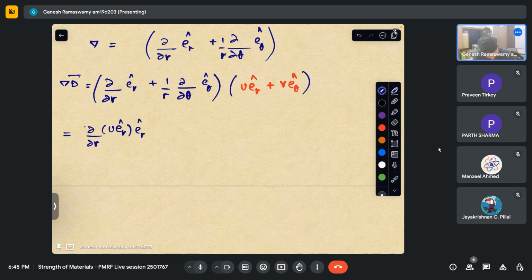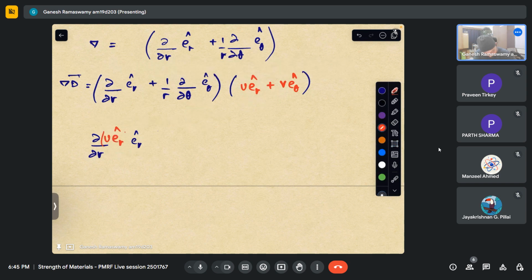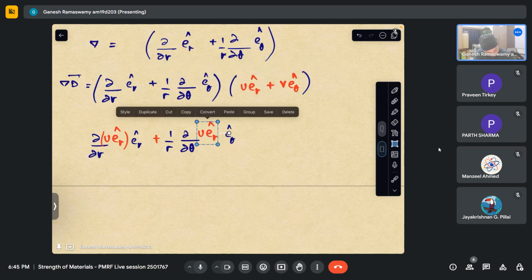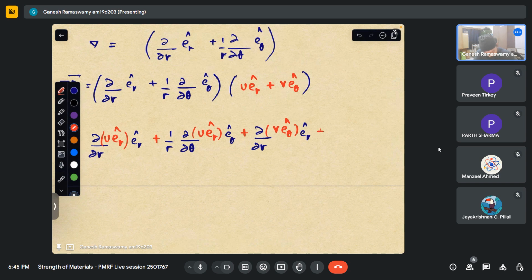This is plus 1 by r dou by dou theta of u e_r, or rather let me not write it like this. Let me maintain the same colors so that it becomes easier. Okay, then I have plus this quantity. I'll move this, I'll bring this back again. Plus, again, I have to take this for the second term. Plus this, move this and bring this. I hope there is no difficulty in following that. Now we just have to apply the product rule systematically.